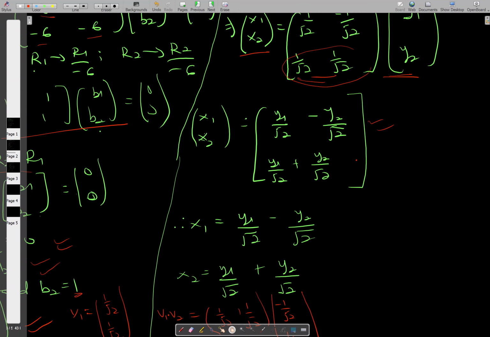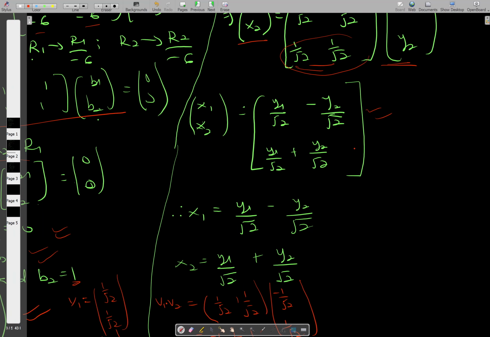And therefore, our x1 is this, that's y1 over root 2 minus y2 over root 2. And our x2 is y1 over root 2 plus y2 over root 2.